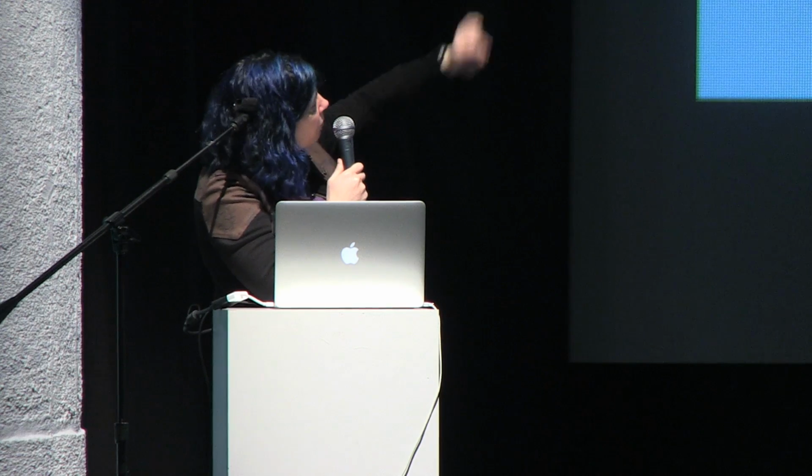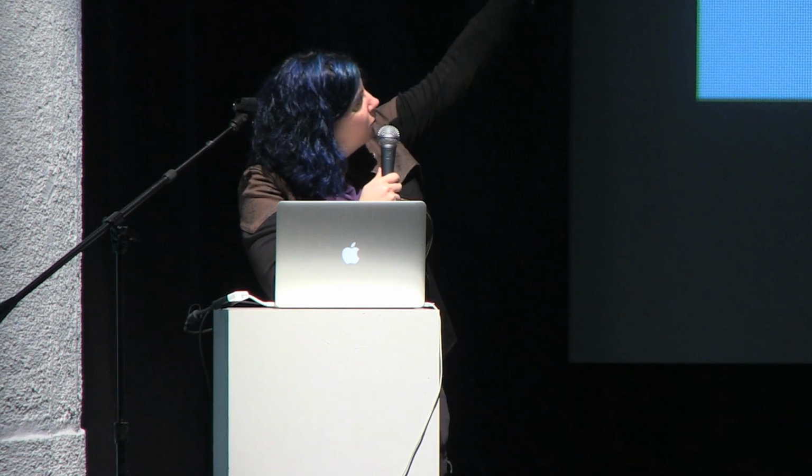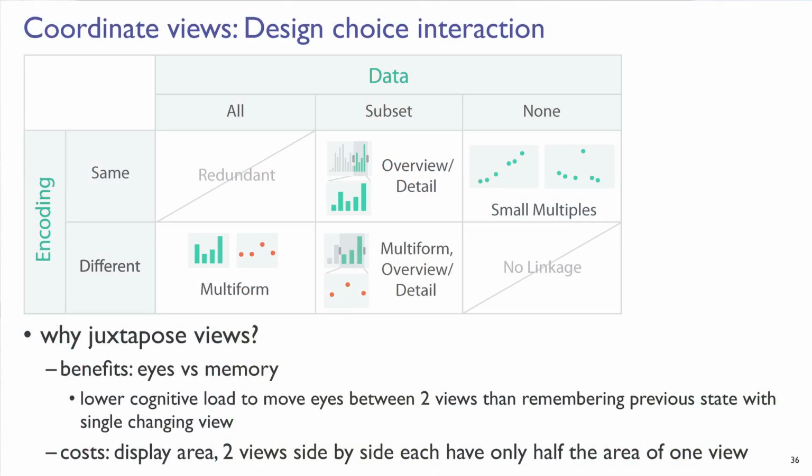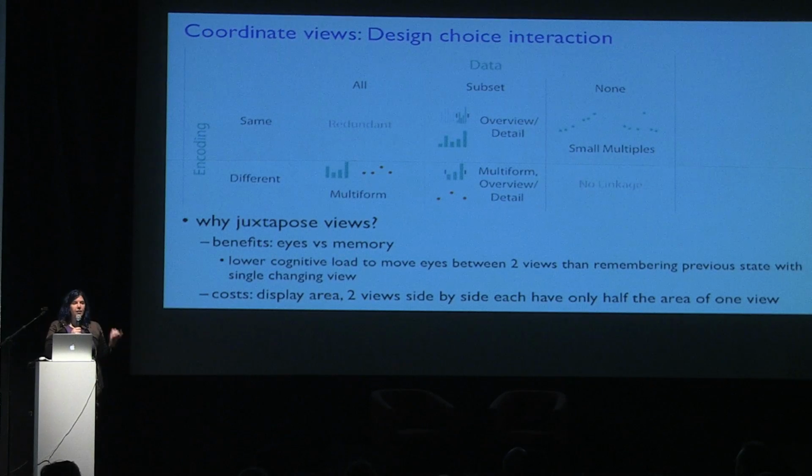If you've got all the data but the views are different, that was the term I was calling multiform. Notice how showing a subset of the data in one view versus another is very common, whether or not it's the same visual encoding or a different visual encoding. Those are both common. Small multiples are common, where you have none of the data shared, but the same encoding. And if you have no similarities of your data, and you have no similarities of your visual encoding, you can't link the views. They're too different. There's no points of connection. And so that's also not an interesting case.